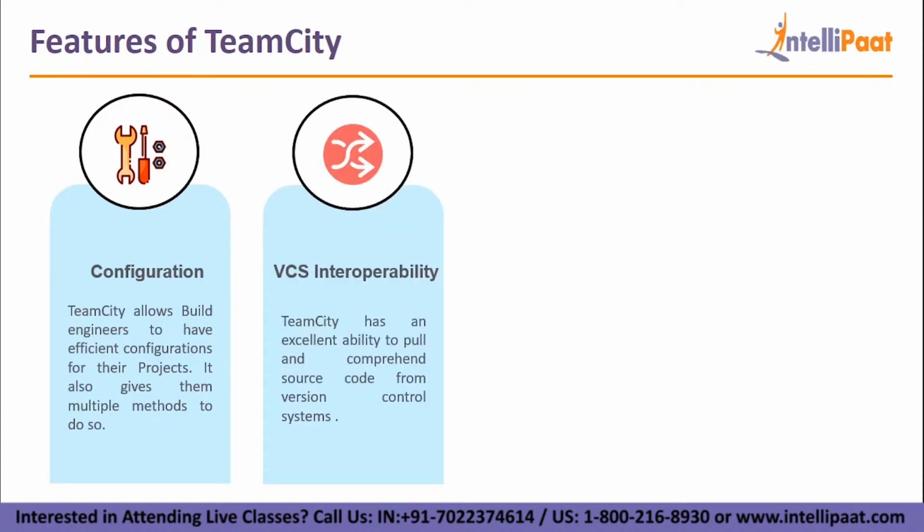VCS interoperability. TeamCity has an excellent ability to pull and comprehend source code from version control systems. Interoperability here means the ability of a system to pull and exchange information. And in this scenario, what happens is that TeamCity can excellently pull and comprehend the source code that is being used in a version control system. Suppose your code was inside a Git repository, then TeamCity will be able to seamlessly pull that information. It will be able to pull that source code with a lot of ease, and then will be able to comprehend it with a lot of ease.